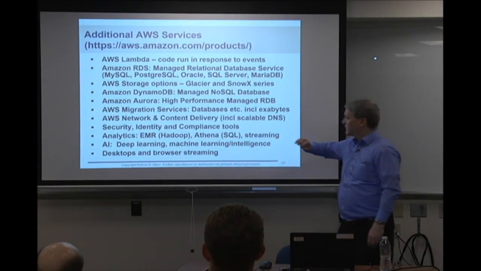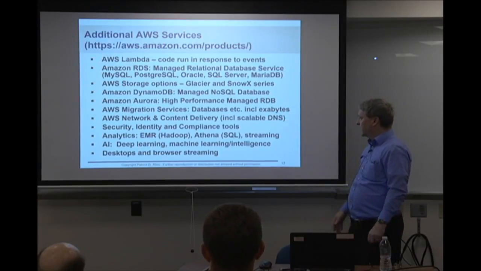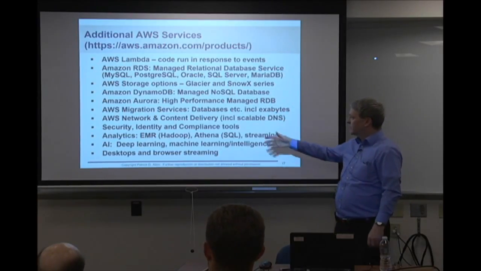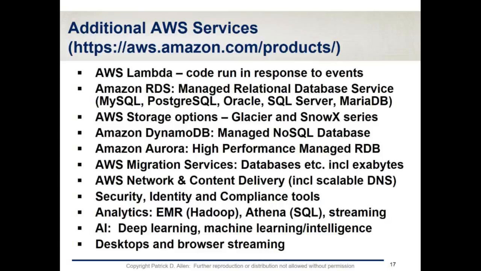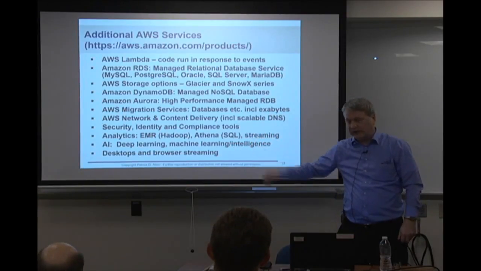Amazon Web Services network and content delivery, including a scalable domain name service, security, identity, and compliance tools, because cloud security is a current concern for a lot of folks, and a good example of some cloud security issues coming up. Analytics, they've got EMR and Hadoop, Athena for SQL, streaming analytics, deep learning, machine intelligence, and desktop and browser streaming. And this is a subset of what just AWS is providing.